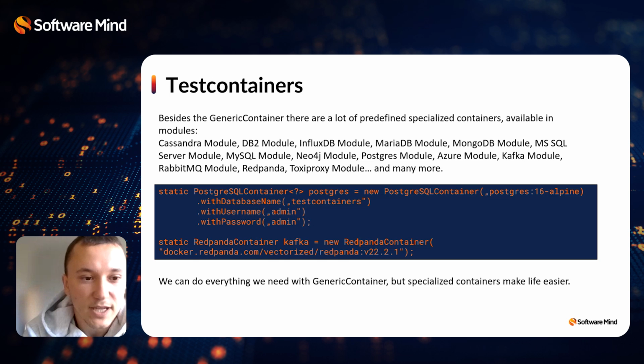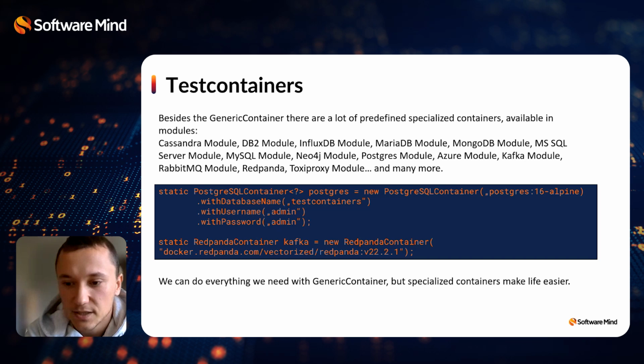So yeah, as I said, we can do everything we need with the generic container. It gives us enough information to make sure that our application will know where the container and the service inside the container are, so we can set them up to work together.